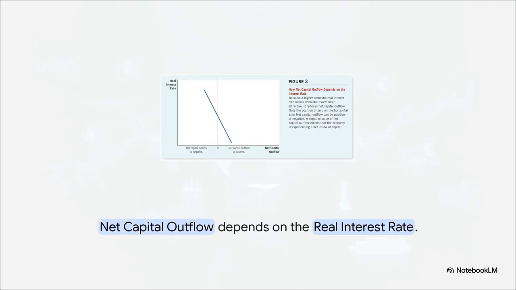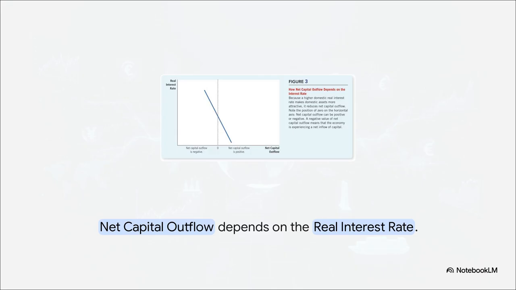And the way this bridge behaves is pretty predictable. There's a clear inverse relationship. When the domestic real interest rate climbs upward, domestic assets suddenly look a lot more attractive to investors. Because of that, fewer people want to send their money overseas, which causes net capital outflow to shrink. Now, I should also mention, political instability can throw a massive wrench into this. If people lose faith in a country's government, you get what's called capital flight, triggering a huge, sudden spike in capital flowing out, completely ignoring the interest rate.